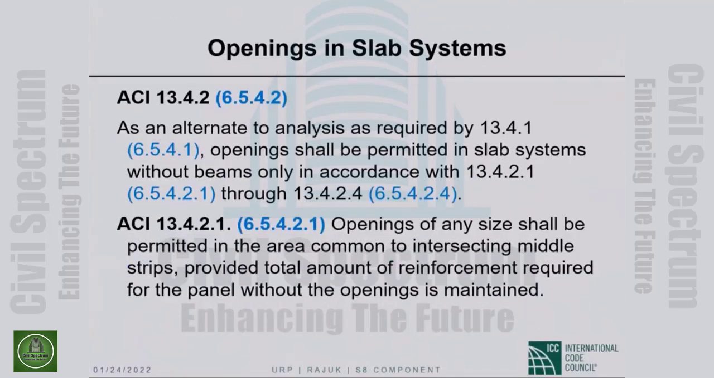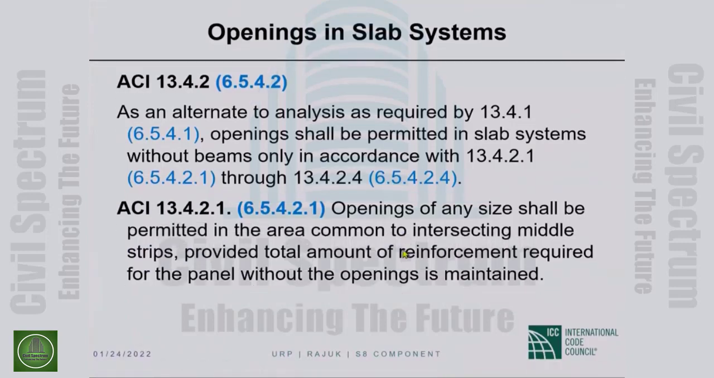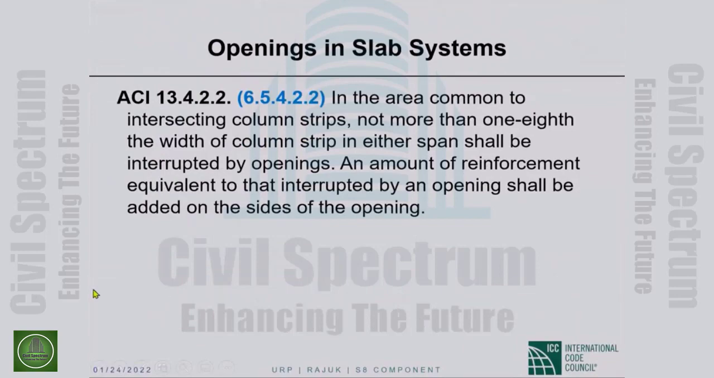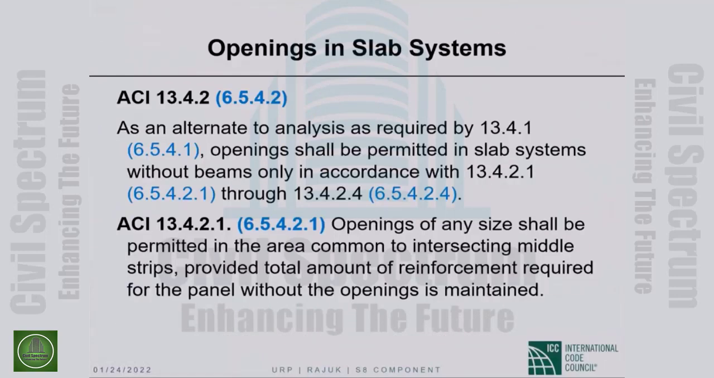Now, as an alternative to that kind of analysis, these are simple rules that you can follow. Openings of any size shall be permitted in the area common to intersecting middle strips, provided the total amount of reinforcement required for the panel without the openings is maintained. Whenever you put openings in, this is a recurring theme.